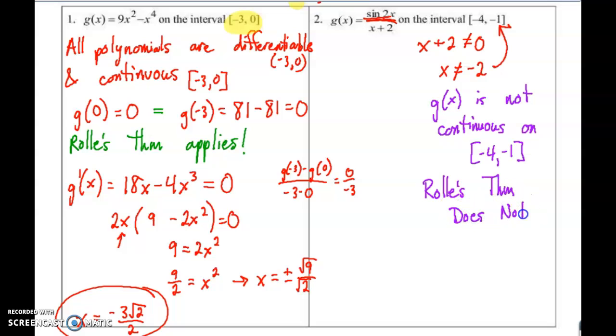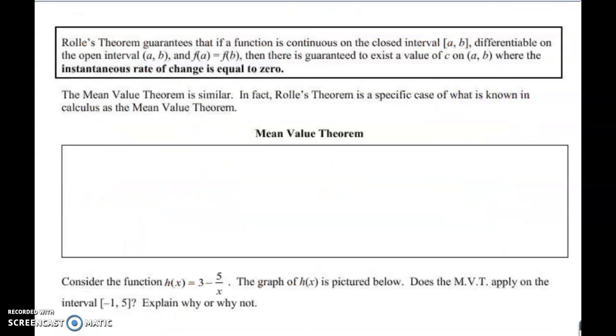And if you already watched, or already wrote this down from the answer key I shared, then maybe you need to just skip ahead to the next problem, which is us talking about the mean value theorem.